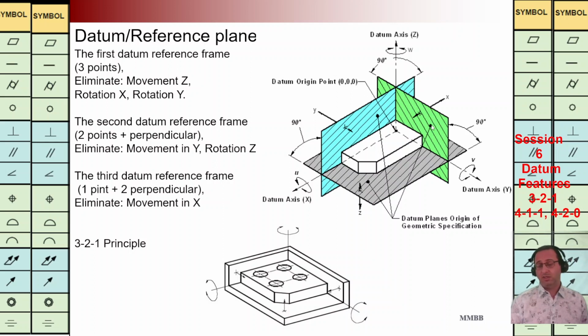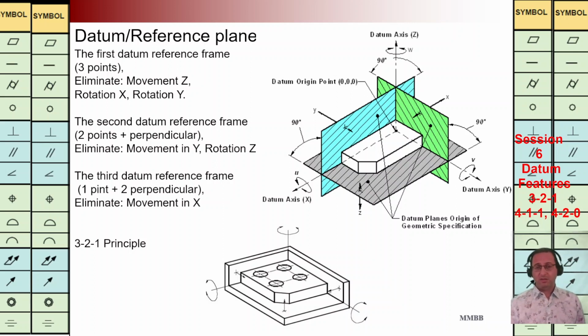In this situation, at least 1 point should be in contact with that. In this situation, I'm going to eliminate the last degree of freedom. For the primary, 3 points should be in contact. For secondary, 2 points should be in contact. And for tertiary datum plane, at least 1 point should be in contact.